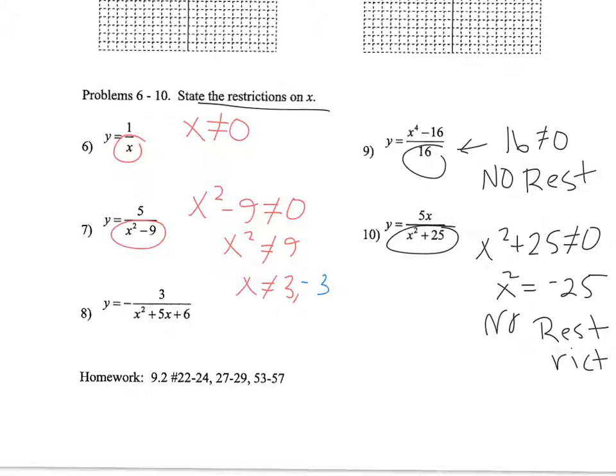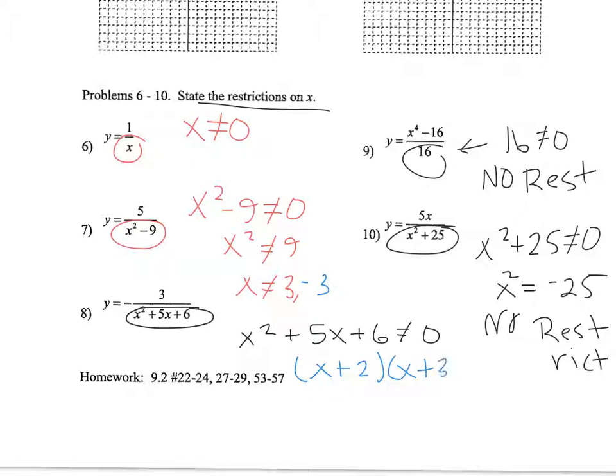And then number 8, I take my denominator, and I don't want that to be equal to 0. So this is one where it's going to make sense to factor. So this factors into x plus 2, x plus 3 equals 0. This means that x can't be negative 2 and x can't be negative 3.